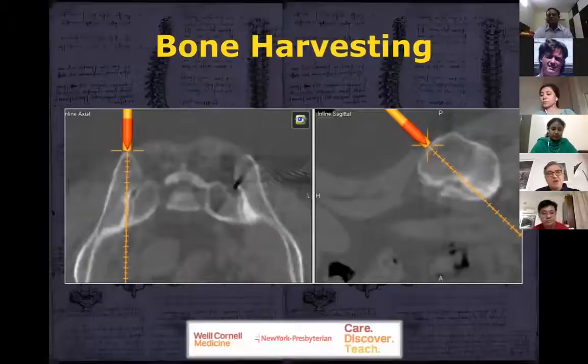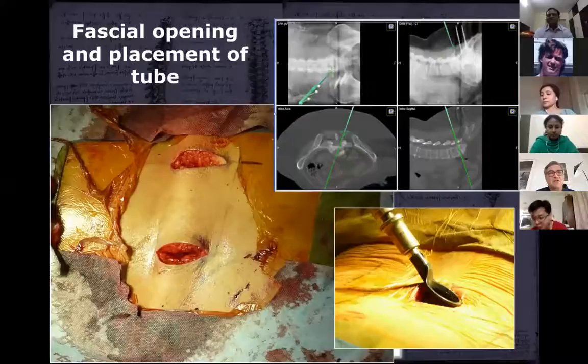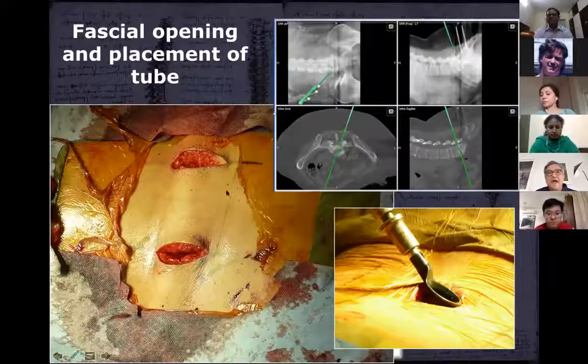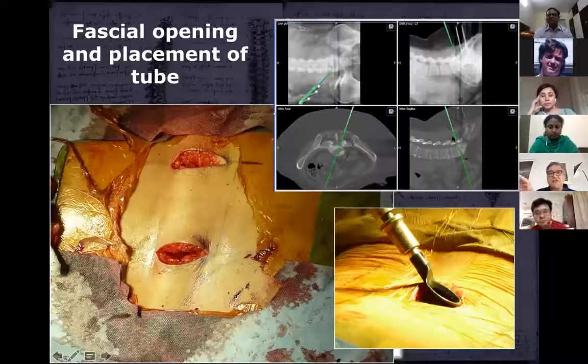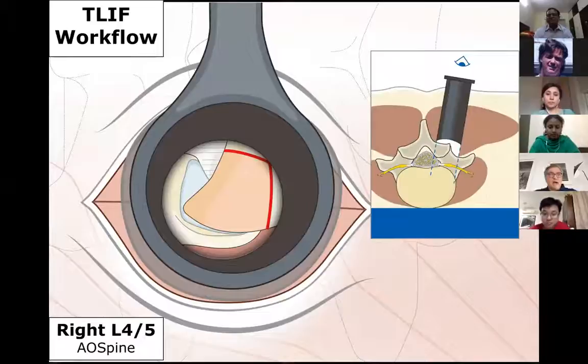Now, once we have the pedicle screw inserted, we'll harvest a bone from the iliac crest. And again, we use navigation for that. You can navigate your little harvesting device through the same incision. You've got some nice bone graft for your interbody fusion later on. And then you place your tubular retractor. So again, for that, we use navigation, as you can see here. You make a second fascial incision that's more medial from the incision that you made for the pedicle screws. And then you place your tubular retractor. And now these are some drawings from AO Spine. We worked with AO Spine on teaching material for MIS TLIF surgery.